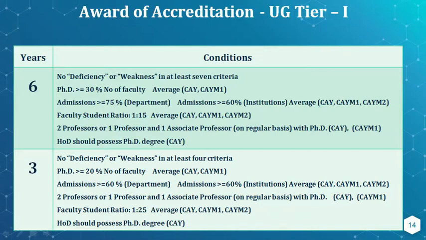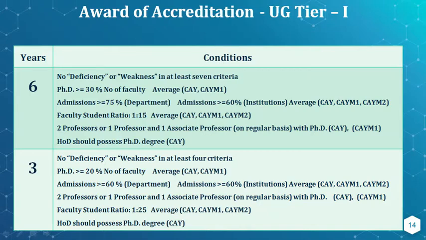They talk about no deficiency or weakness in at least 7 criteria. We have seen 10 criteria; out of 10 criteria, in a minimum of 7 criteria you should have no deficiency or weakness. The number of PhD faculty should be greater than or equal to 30% of total faculty, calculated based on an average of the current academic year and current academic year minus 1. The average of both should be greater than or equal to 30% of the total faculty strength in the department. You are going program-wise, so the program will have a department.